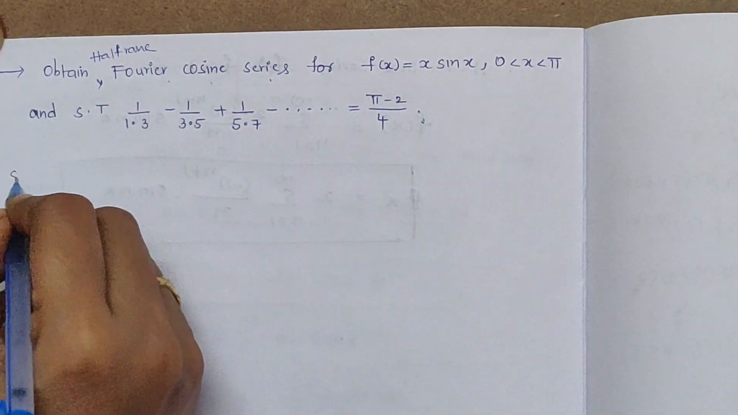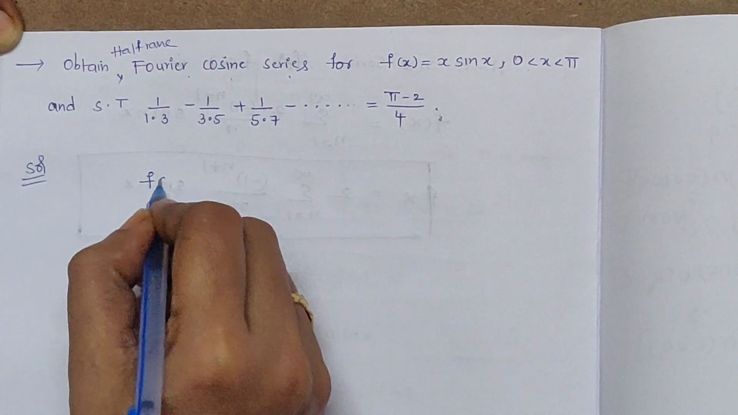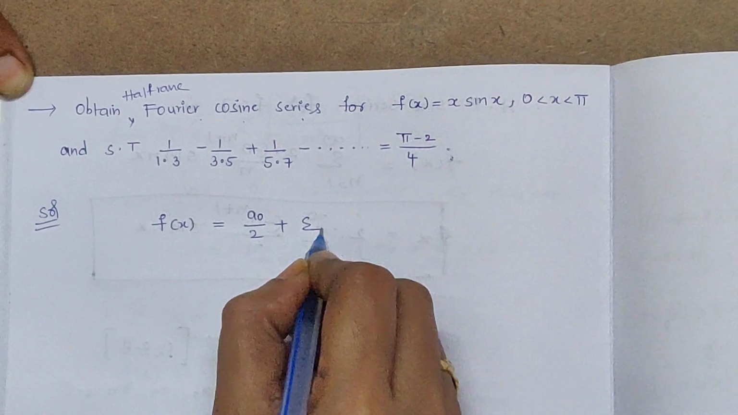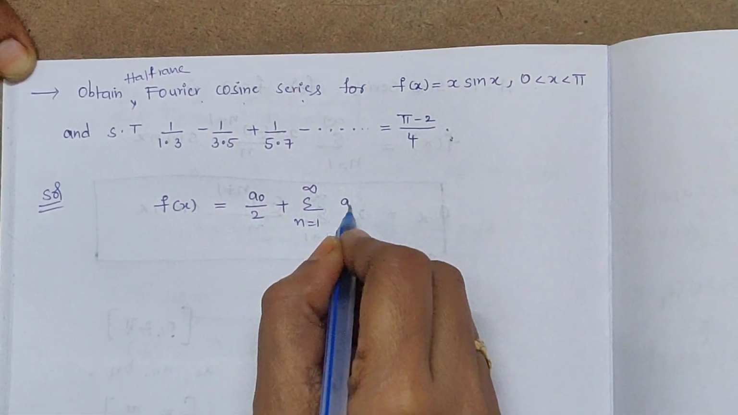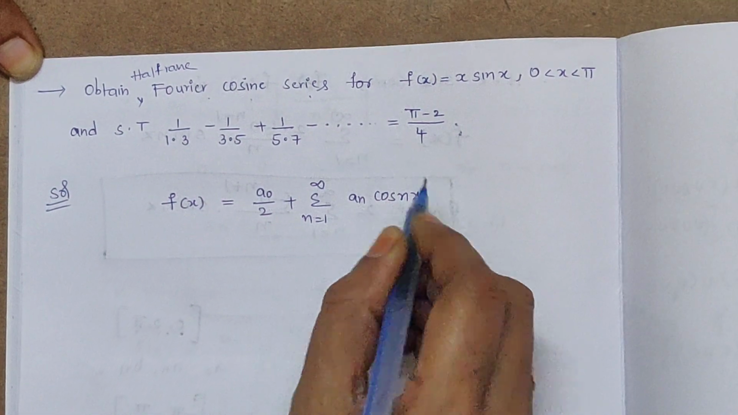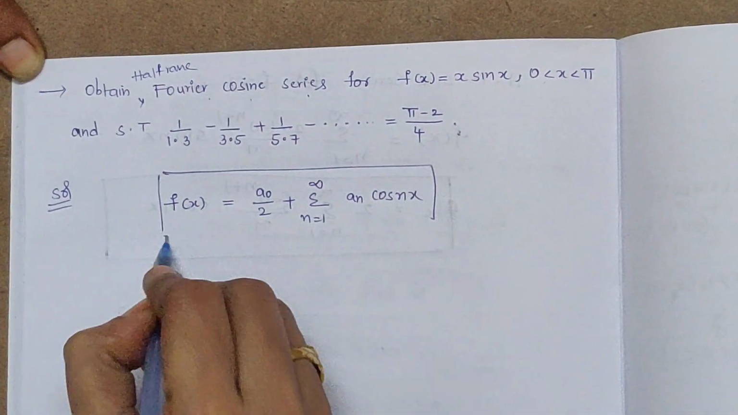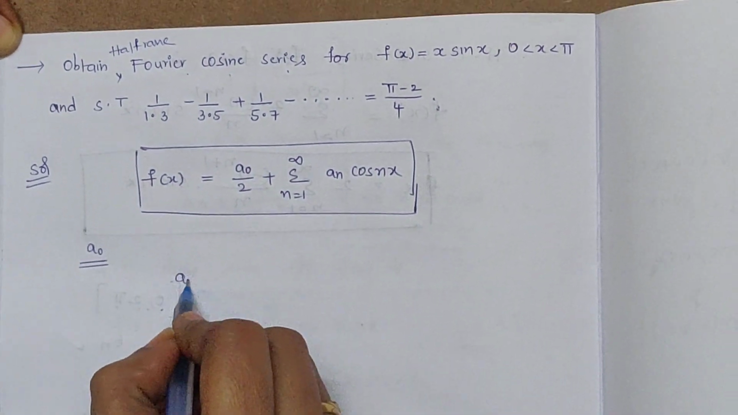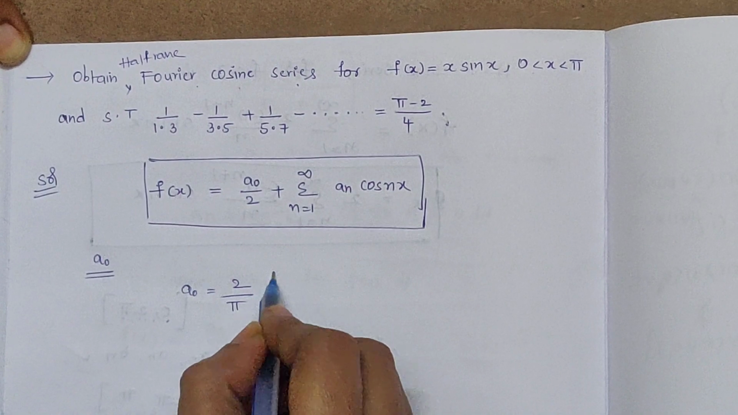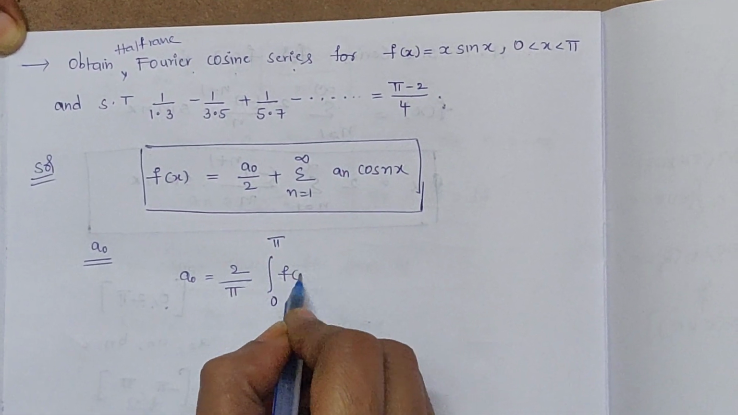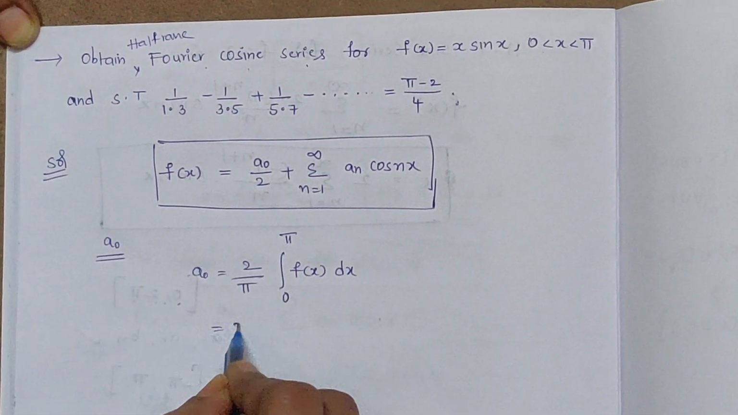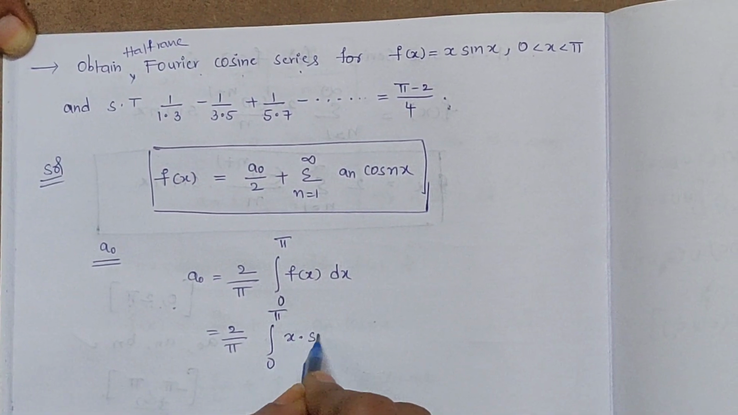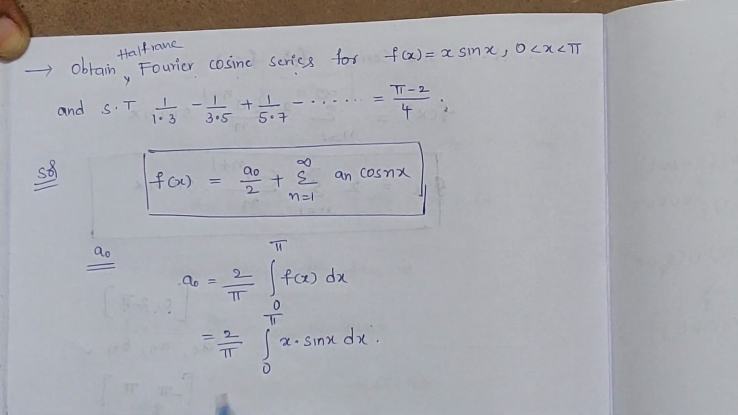Half-range Fourier cosine series to the function f of x means f of x equals a0 by 2 plus sigma n equal to 1 to infinity an cos nx. This is the half-range Fourier cosine series. Here to find a0, the formula is a0 equals 2 by pi integral 0 to pi f of x dx, equal to 2 by pi integral 0 to pi x sin x dx.